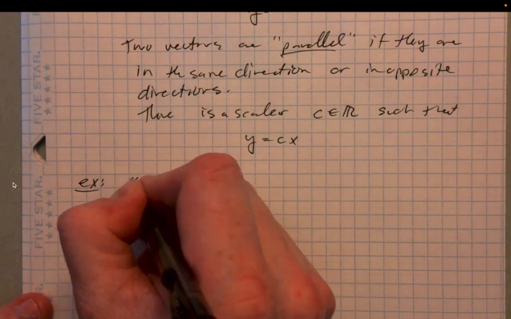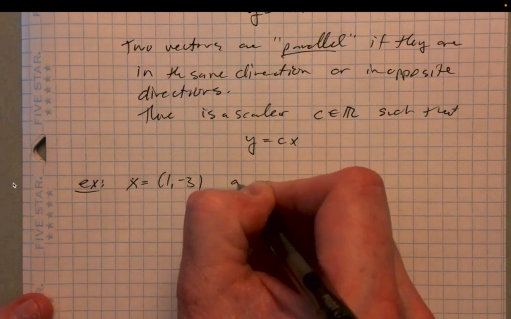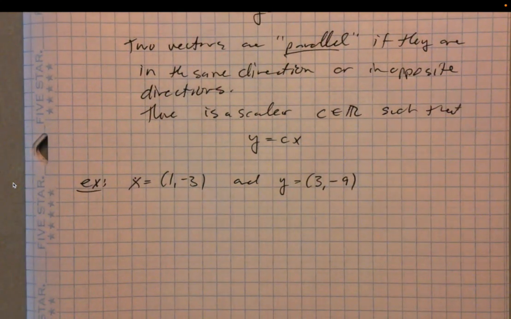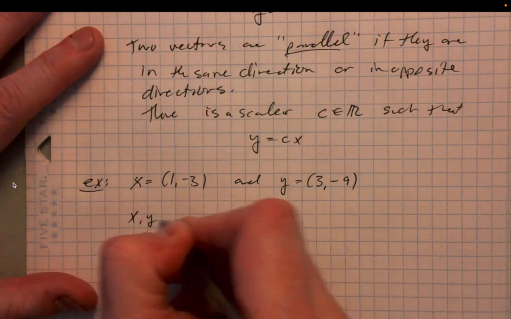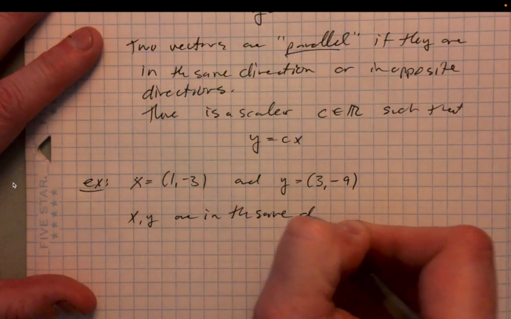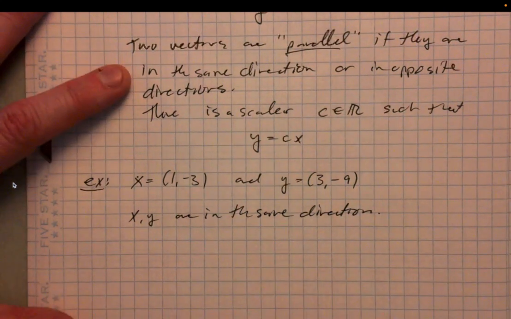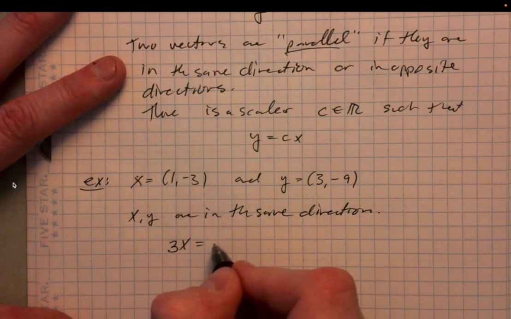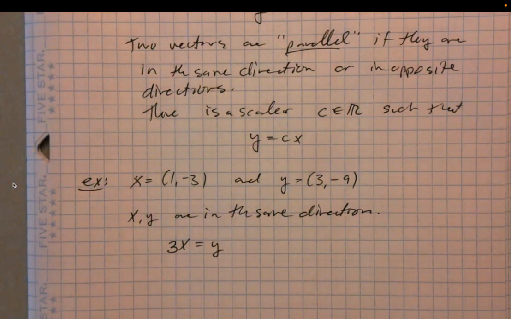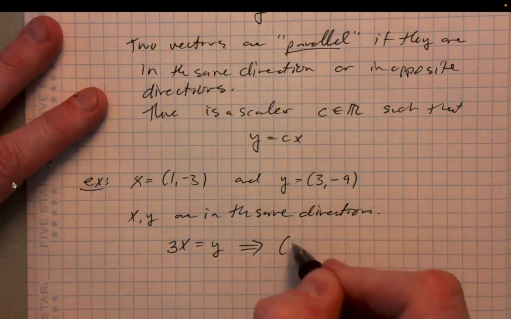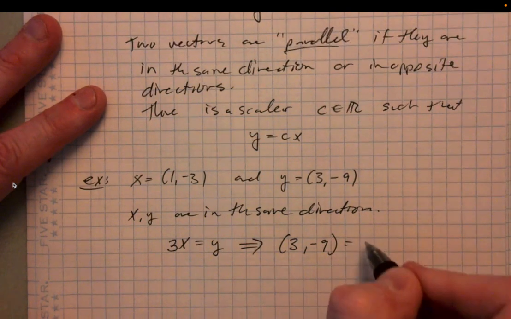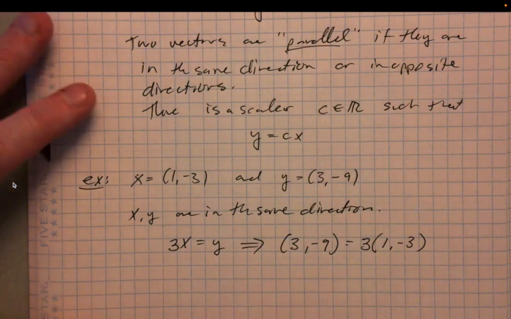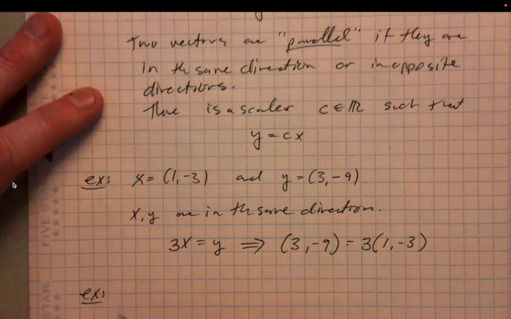So let's take a look at some examples here. If I have x equals (1, -3) and y equals (3, -9), these are in the same direction, and they're in the same direction because 3x is equal to y. Basically you can see here that (3, -9) is equal to 3 times (1, -3).